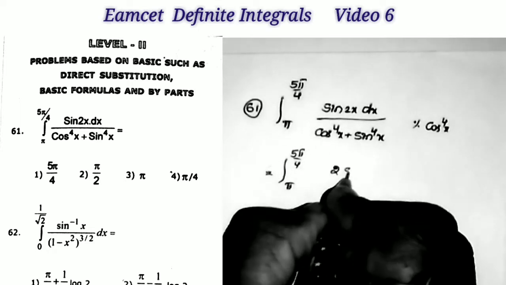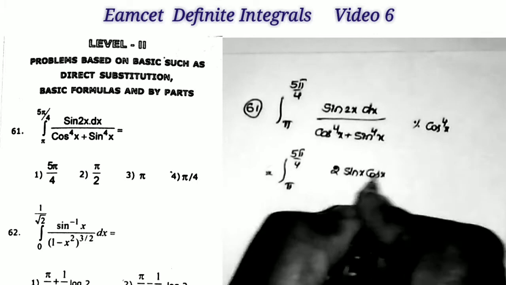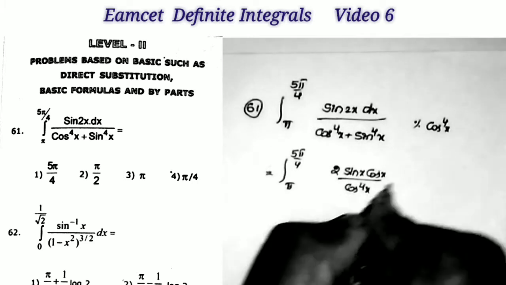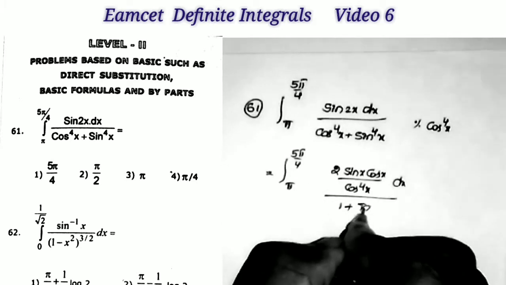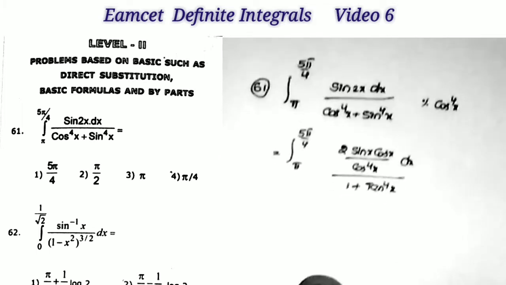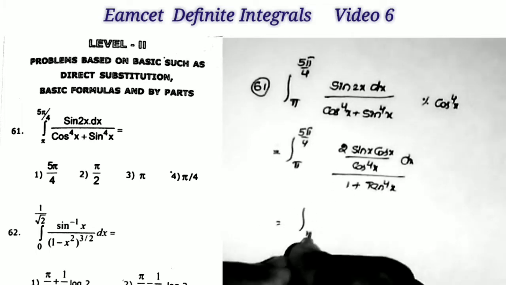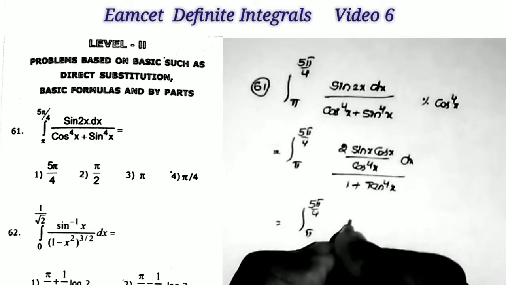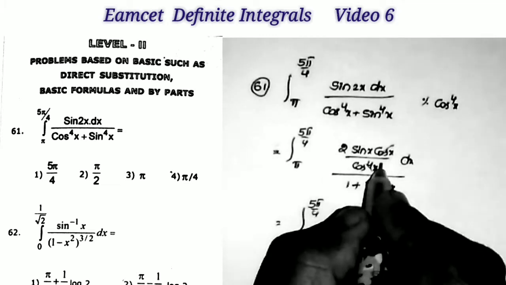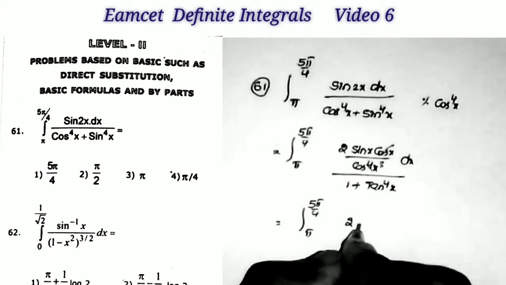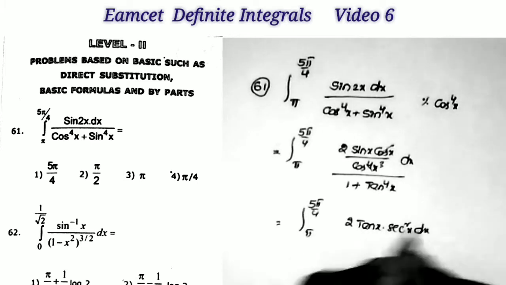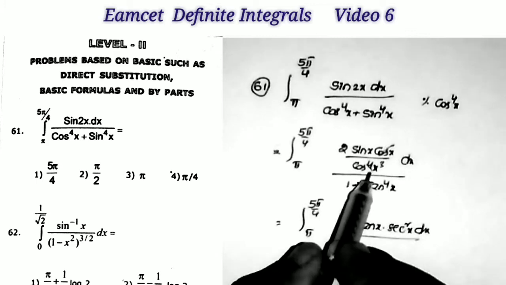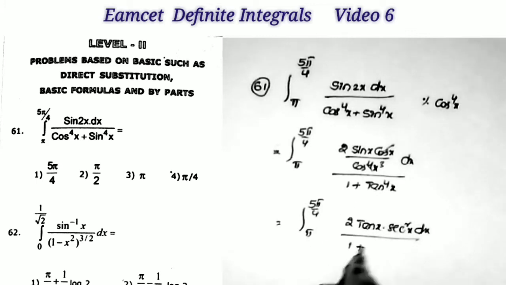So first, what is sin 2x here? 2 sin x cos x. 2 sin x cos x by cos power 4x into dx, whole by cos power 4 by cos power 4 is equal to 1. Sin power 4 by cos power 4 is equal to tan power 4. And this becomes the integral from pi to 5 pi by 4 of 2 into sin by cos; here one cos is cancelled, so the remaining one is only cos cube, and sin by cos is equal to tan, and 1 by cos square is equal to secant square x. Cos cube, sin by cos tan, remaining value secant square, and the denominator is 1 plus tan power 4, which is equal to tan square x whole square.